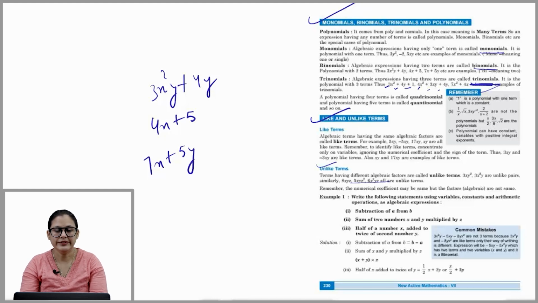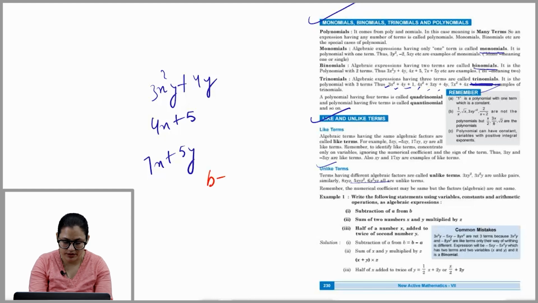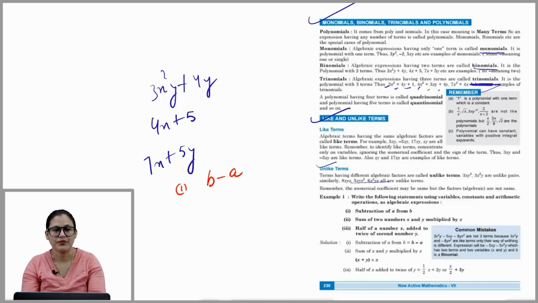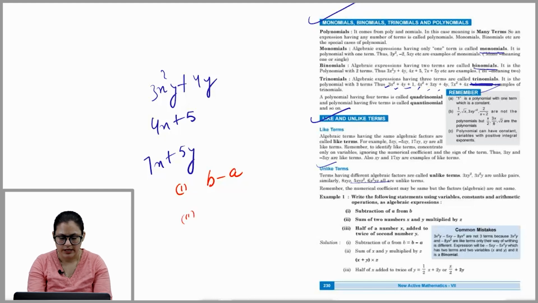Next, example 1. Write the following statements using variables, constants and arithmetic operations as algebraic expressions. First one is subtraction of A from B. Subtraction of what? A from B. So this is the expression. Next, sum of two numbers x and y multiplied by z. You can also put here a sign of multiplication, or you can also skip it.